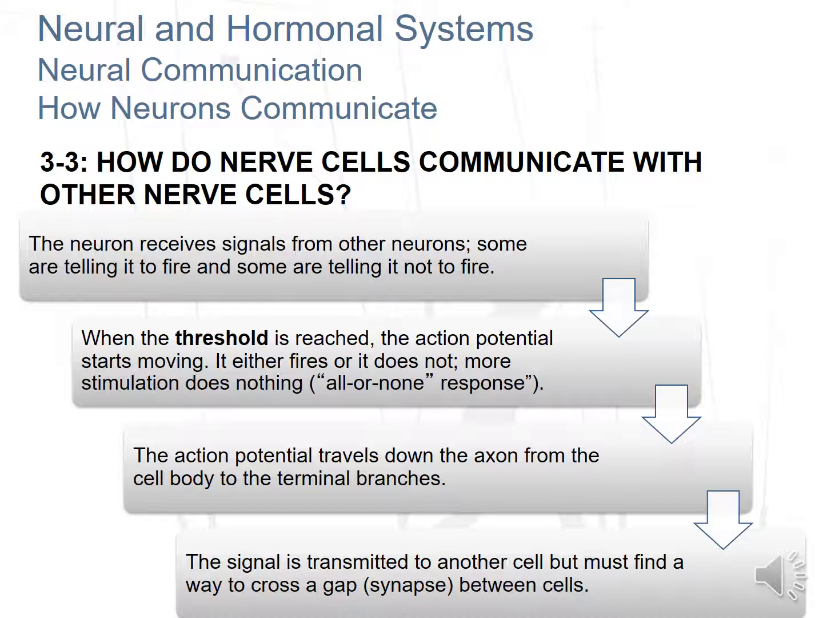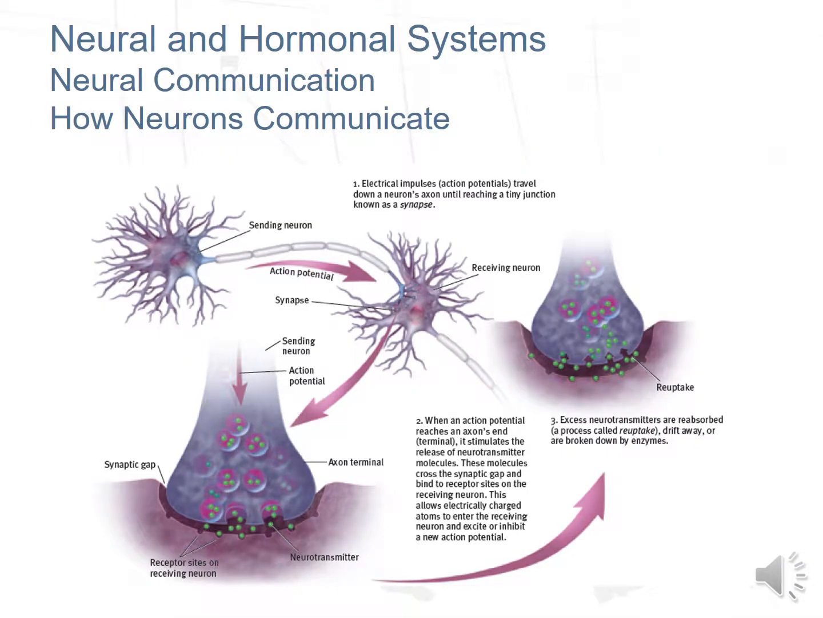The action potential travels down the axon from the cell body to the terminal branches, and the signal is transmitted to another cell but must find a way to cross the gap or synapse between the cells. So this actually shows us what happens with the signal and the release of the neurotransmitters between the terminal button and the receiving area of the other neuron. The little green things are actually neurotransmitters being released into that gap.